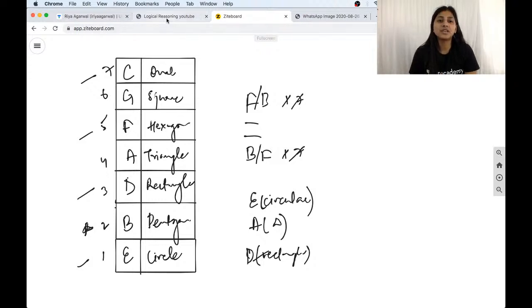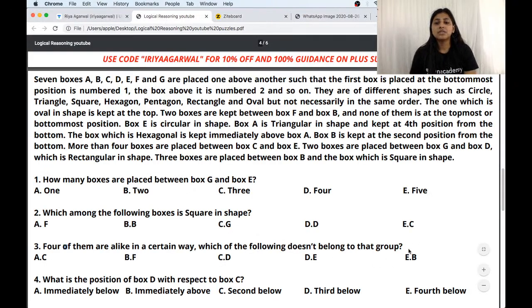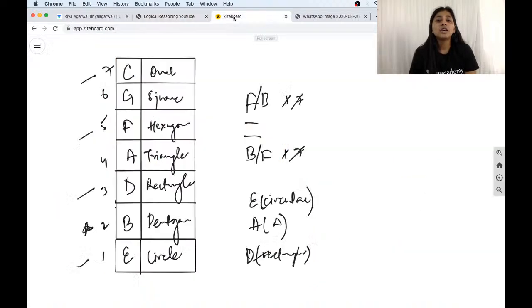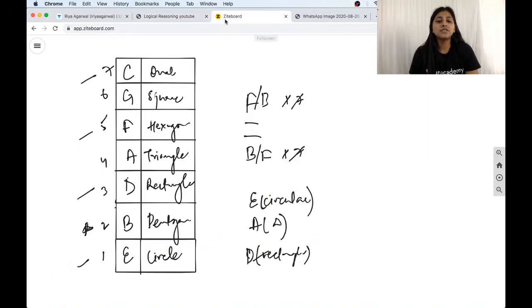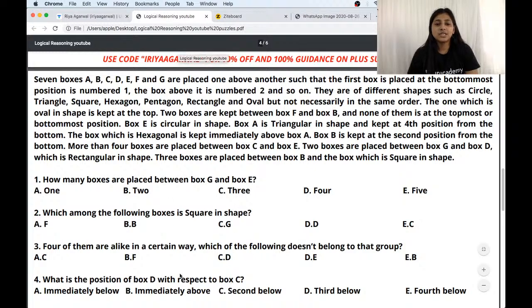बाकी सारों के बीच में एक एक एक एक का गैप है. ठीक है, B is the odd one out. बाकी सारे odd positions पे है, but it's not B. ठीक है. Next we have, what is the position of D with respect to box C? 1, 2, 3, 4. D with respect to C is fourth below, option E.